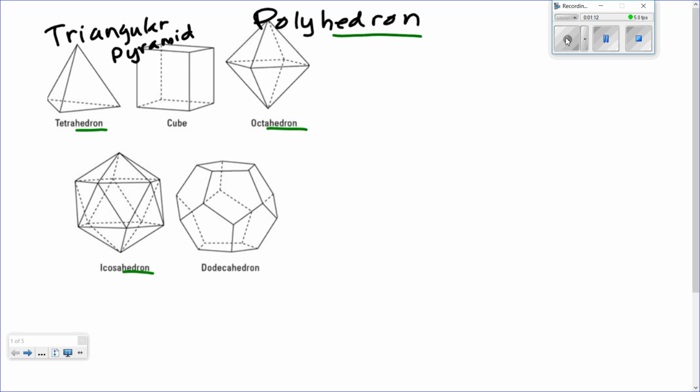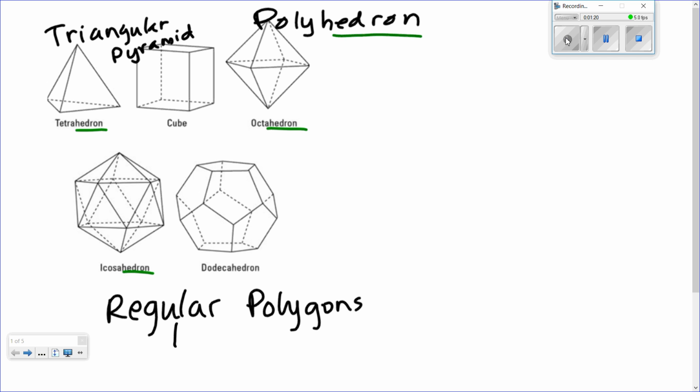Okay? These are all made up of regular polygons. Remember that regular polygons are going to be all sides congruent and all angles congruent. So here you have the tetrahedron has all equilateral triangles, the cube has all squares, the octahedron's outside faces are all equilateral triangles. You've got equilateral triangles in your icosahedron and in your dodecahedron as well.